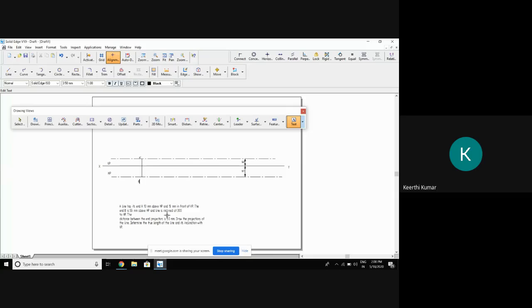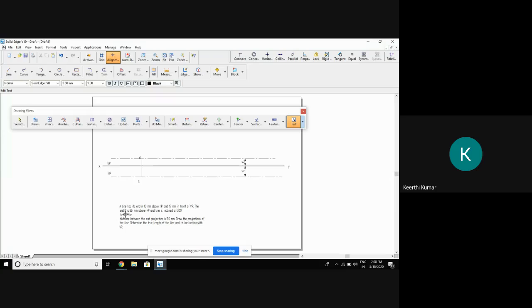Any doubt still here? The line has its end A, 10 mm above HP, 15 mm in front of VP. So whatever the condition given with respect to HP, we will show in VP, and whatever the condition given with respect to VP, we will represent in HP. So this is finished. As you know, the endpoints A dash and A are supposed to be on a common vertical line, common line. Then I'll go for the next sentence.